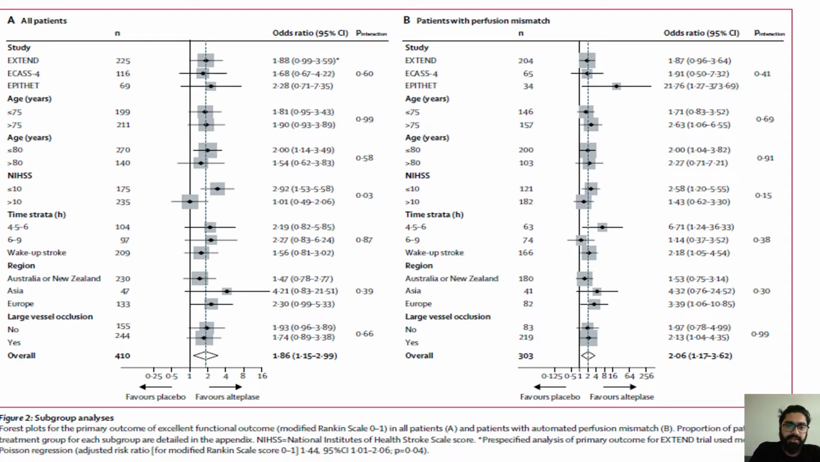Region, Australia, Asia, and Europe, whichever the study center was, did not have any bearing on the favorable outcomes in the etiplase group. Similarly, large vessel occlusion, whether it was large or small, it didn't depend either, so it also favored the etiplase group. So these were very interesting results which mostly favored the etiplase as an intervention of choice out of Extend, ECAS-4, and EPITHET.